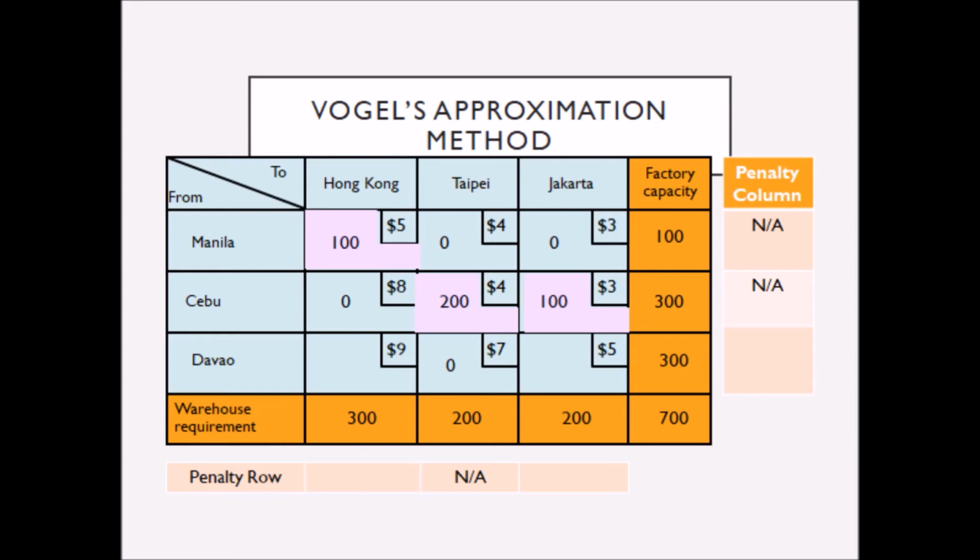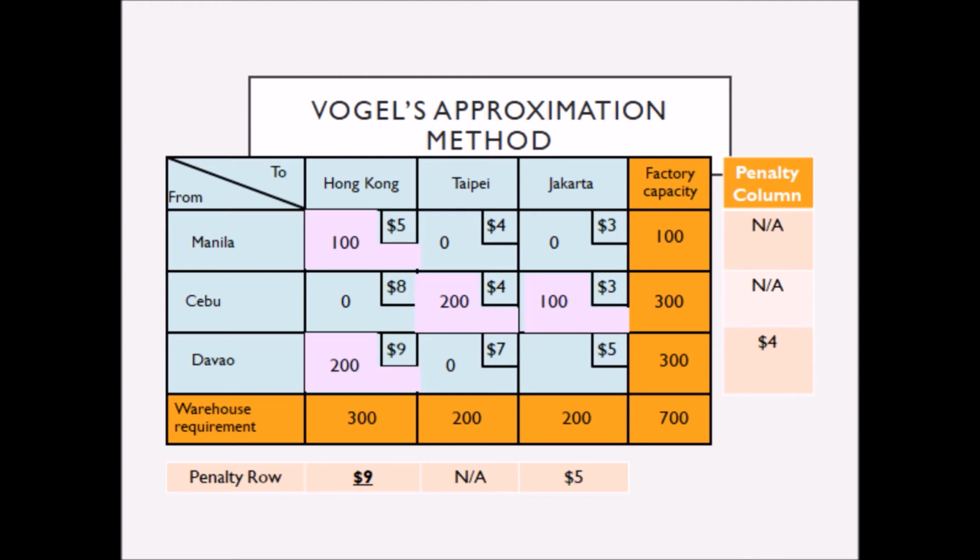Now, we recompute the remaining penalties for those demands or supplies which have not yet been met. Let's start with Davao. For Davao, we have 9 minus 5, which is 4. And for the Hong Kong column, we have 9, because there's nothing to deduct anymore, since the others have already been exhausted. And for Jakarta, we also have 5, which is identical to the case of Hong Kong.